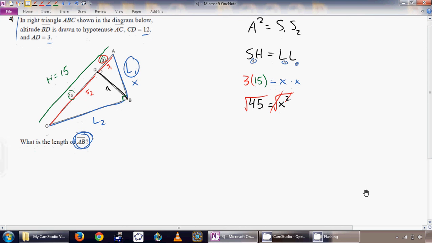So let's see here. 45. If I were to break that up into a product, I've got X equals radical 45. I need one of them to be a perfect square. Well, it's definitely going to have to be a multiple of 5.